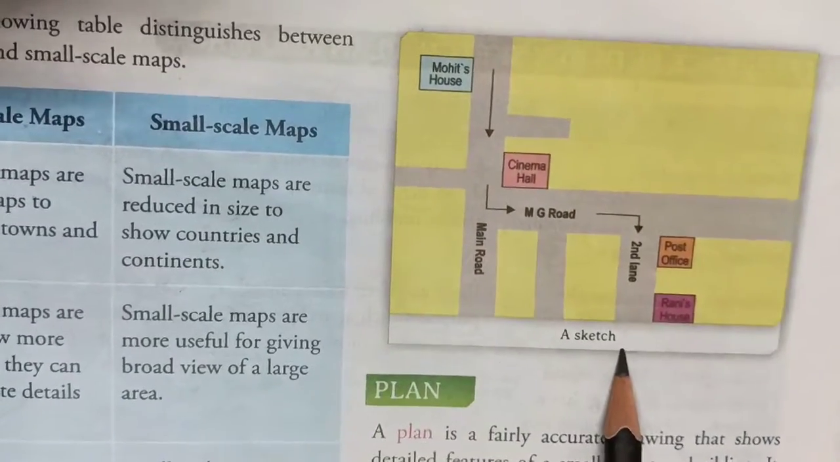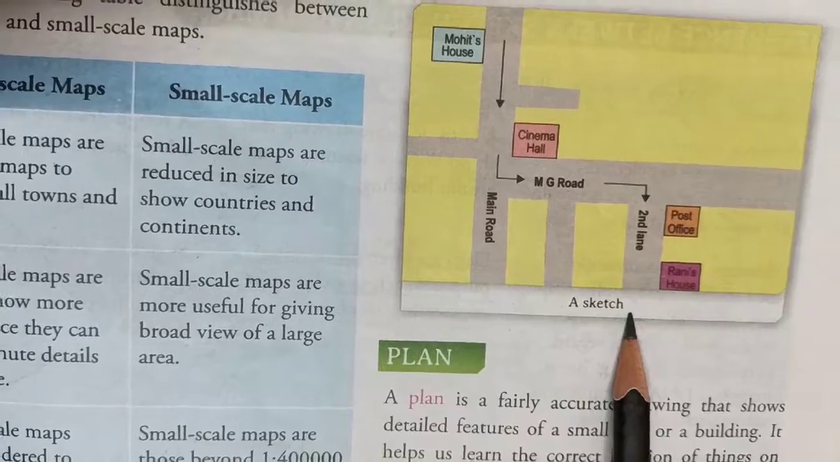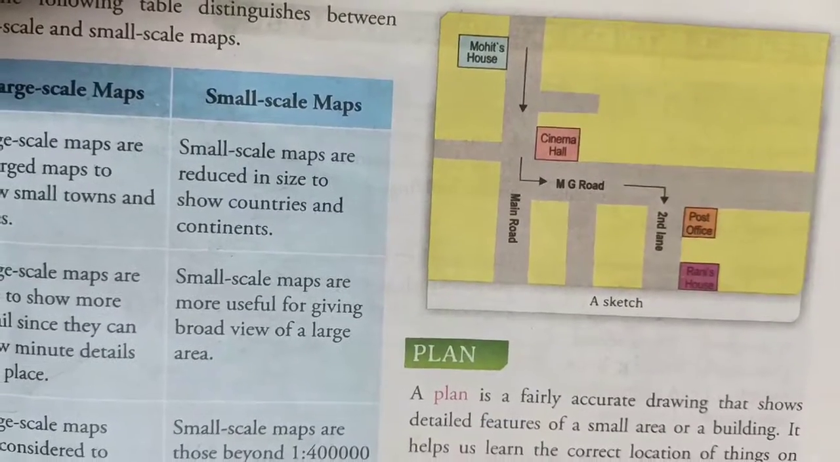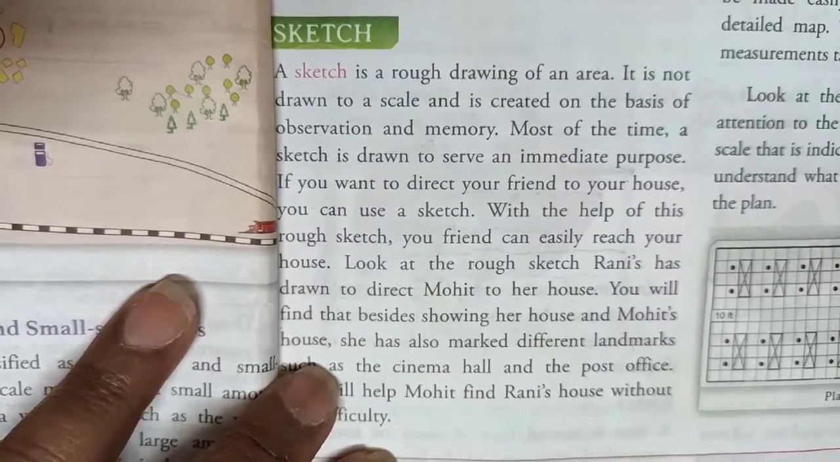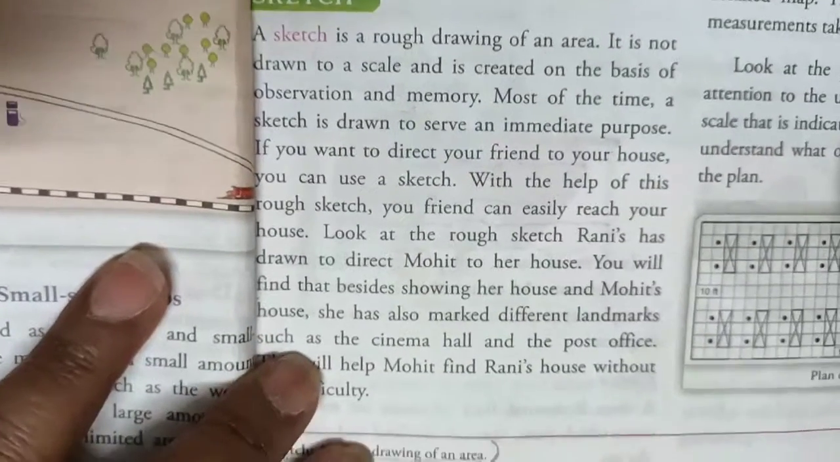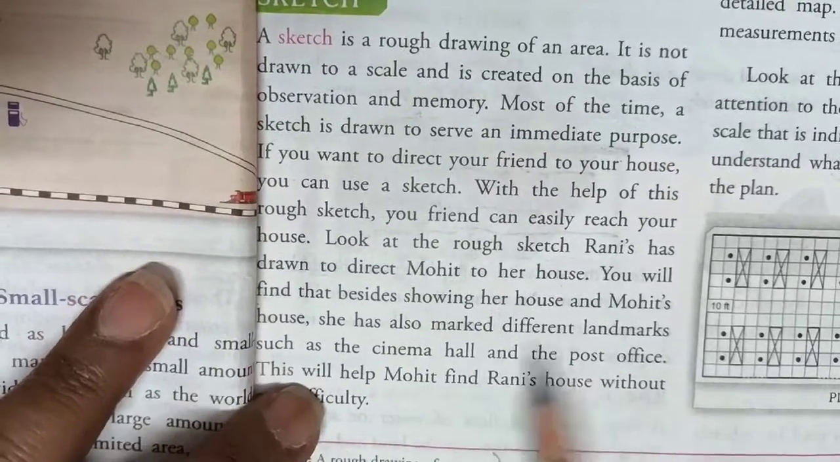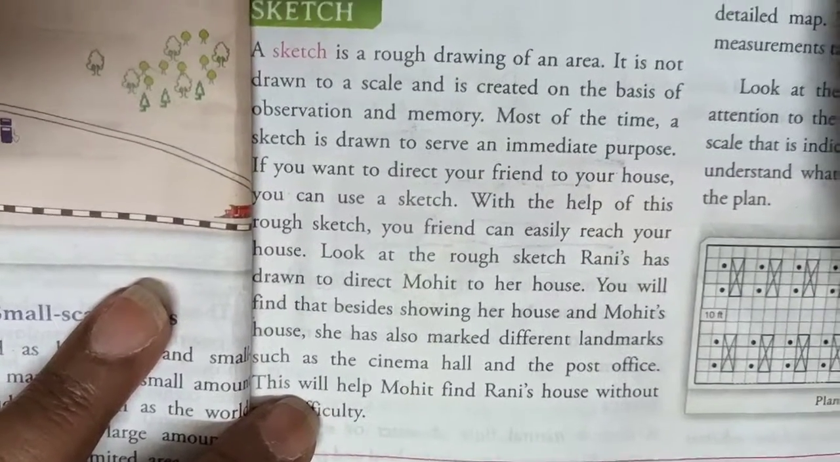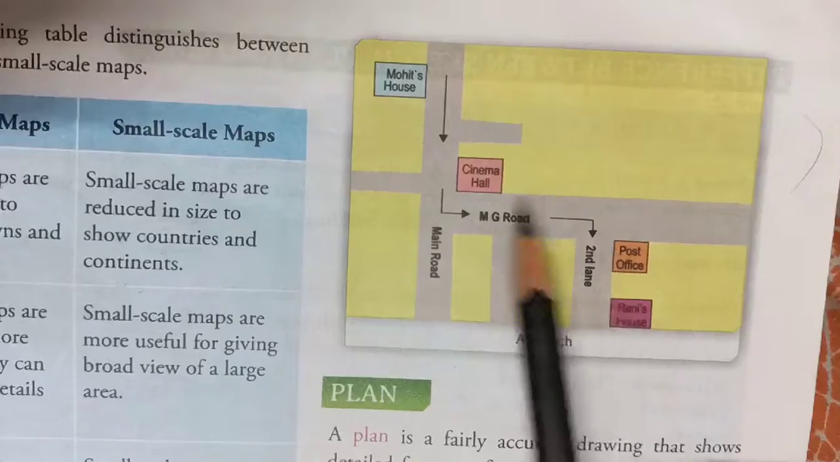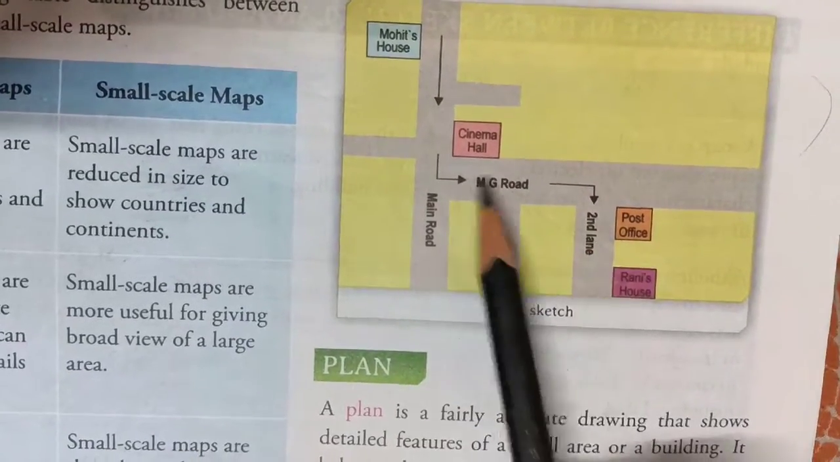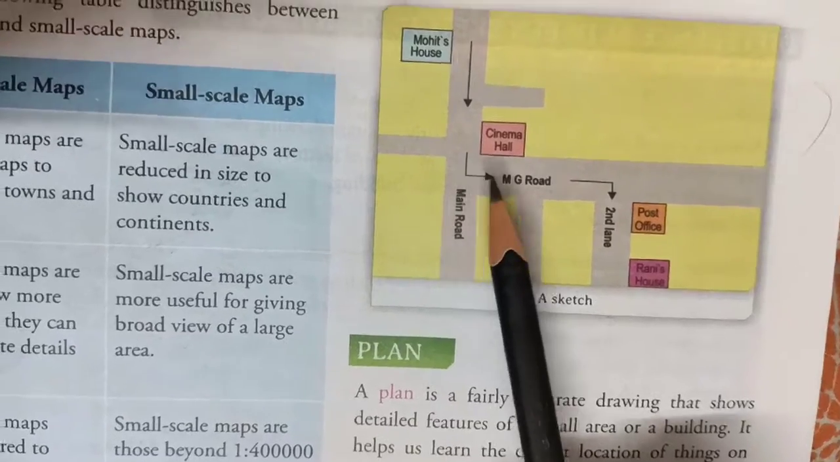Now children, if you have a look at this rough sketch, Rani has drawn this sketch in order to direct Mohit to her house. You will see that besides showing her house and Mohit's house, she has also marked many landmarks. Landmarks means important places, like the cinema hall and the post office. These are the important places or landmarks which she has marked so that it becomes easy for Mohit to reach her house.